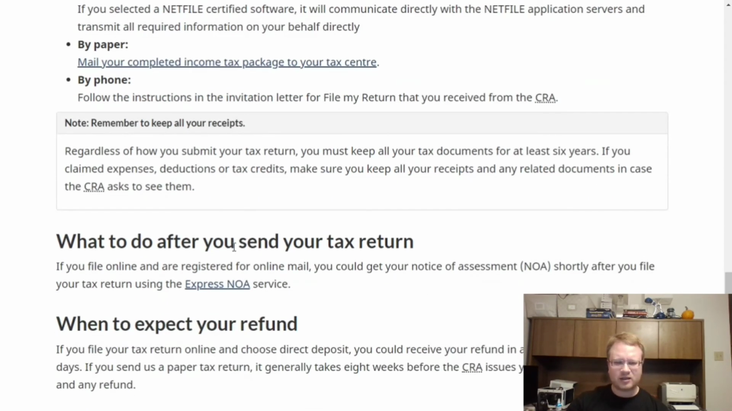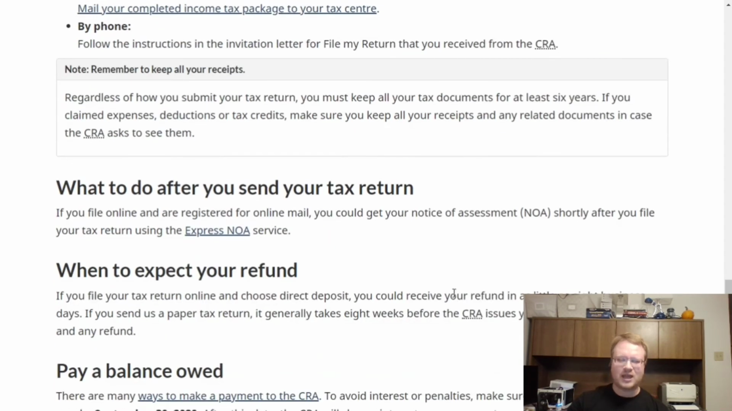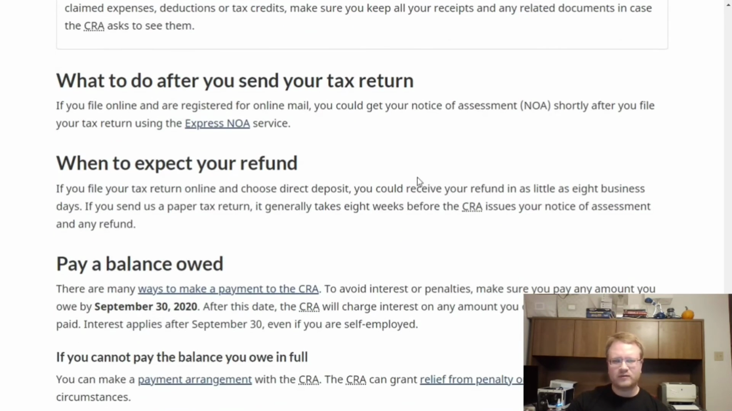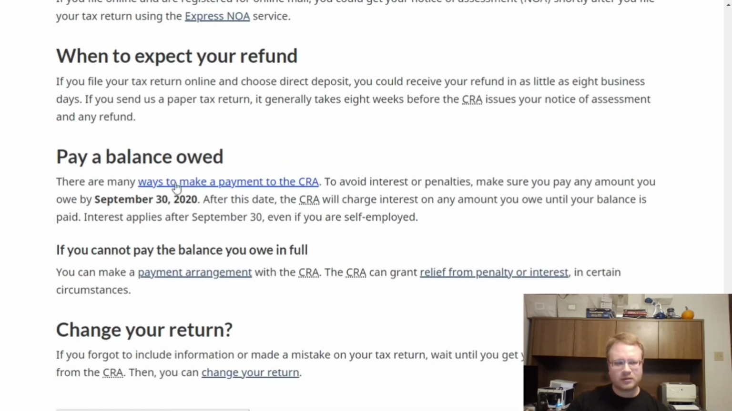After you send your tax return, you will get a notice of assessment. Basically, it's like a receipt saying, yes, we have received your information. After that, you could receive your refund as soon as within 8 business days. If you send a paper tax return, it takes time to go through the mail. Someone has to open it and process it. So it can take as many as 8 weeks before the CRA gives you that notice of assessment and the refund.